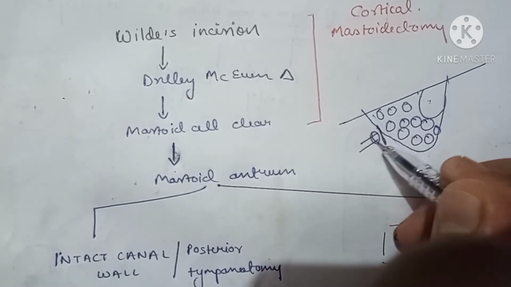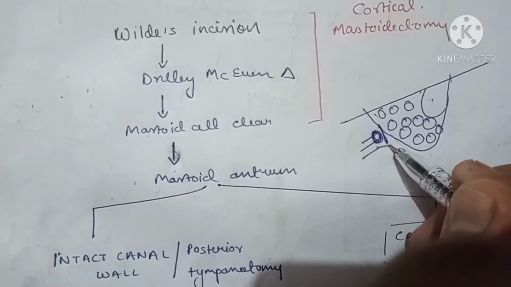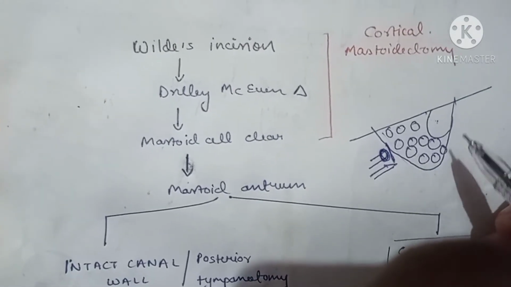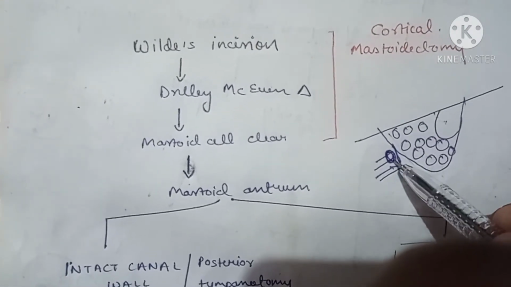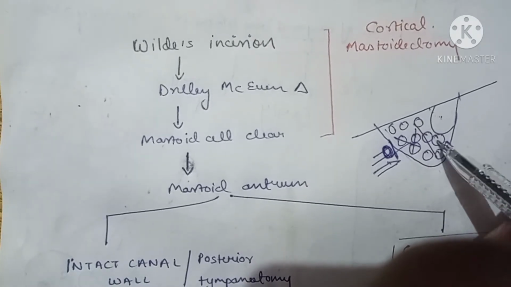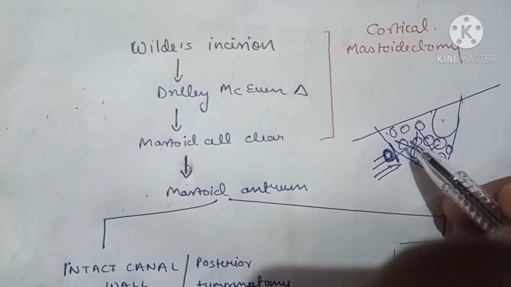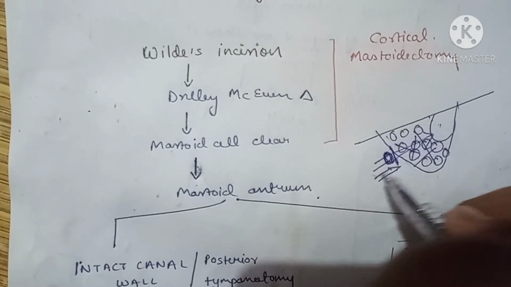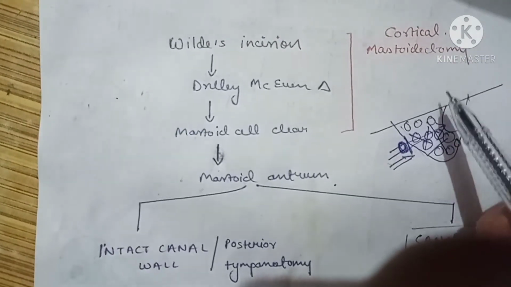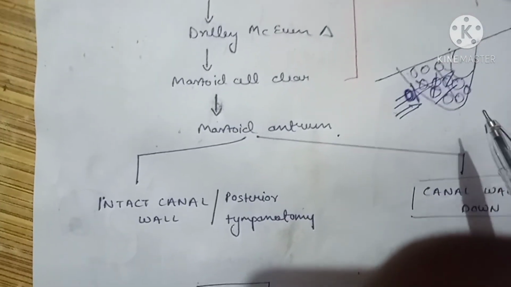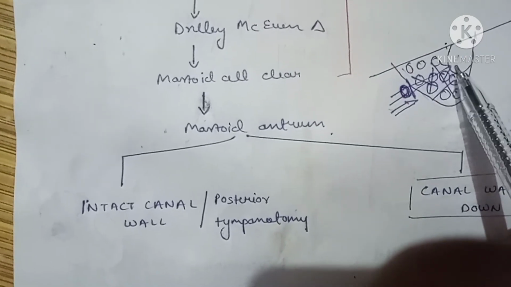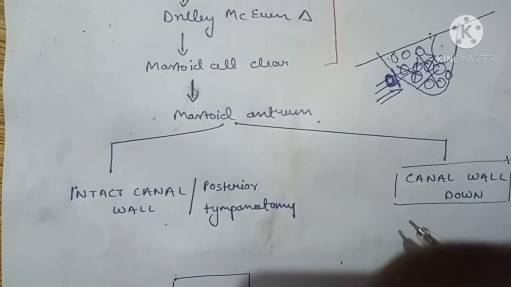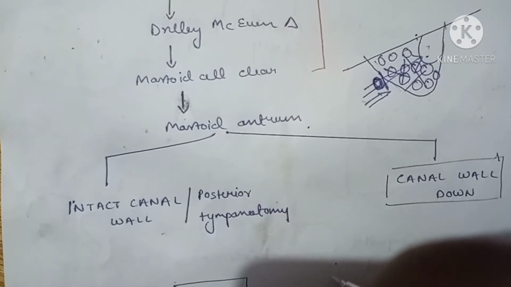We start drilling with a cutting burr and then we go for a diamond burr because it slowly cuts the bone and ensures the safety of nearby structures like the facial nerve. We go on drilling and clearing these cells out along with any pus, and then we reach the mastoid antrum. When we reach the mastoid antrum, we decide our cortical mastoidectomy is completed. Now, based on the extent of cholesteatoma, we go for either intact canal wall surgery or canal wall down surgery. In this video we'll discuss intact canal wall surgery.